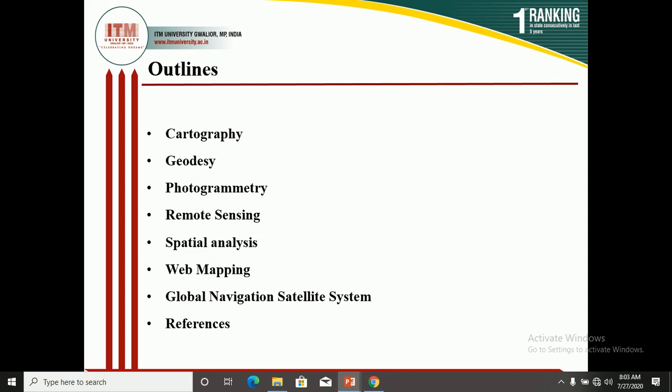whatever is collected. The first one, cartography, and web mapping, these two are used for reporting of data in graphical form or map form. Geodesy, photogrammetry, remote sensing, and global navigation system are used for collection of data. These are different techniques used for gathering information about a particular land feature. And spatial analysis is basically the analysis of whatever data is collected about a particular land feature or topographic feature.